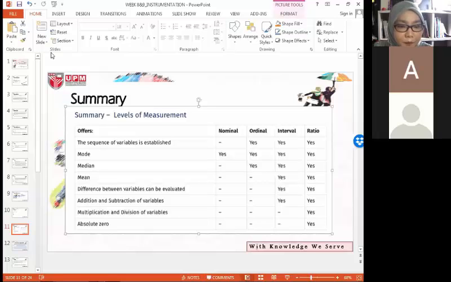Okay, and then mean. Mean ni only applicable for interval and ratio. Mean ni only applicable for scale of measurement that has similar equal interval, so in this context, it refers to interval and ratio only. And then difference between the variables can be evaluated. It is only applicable for interval and ratio. Addition and subtraction of variable only applicable for interval and ratio. Multiplication and division of variable only applicable for ratio. And absolute zero only applicable for ratio.